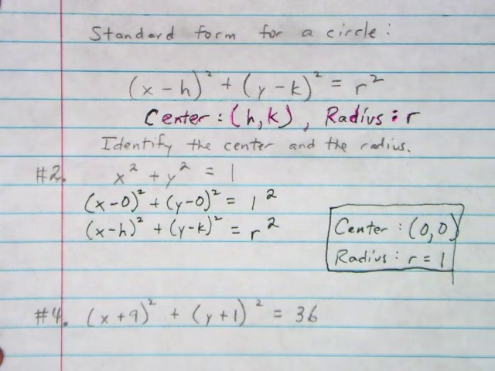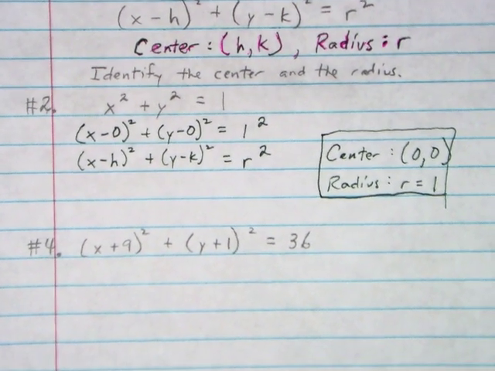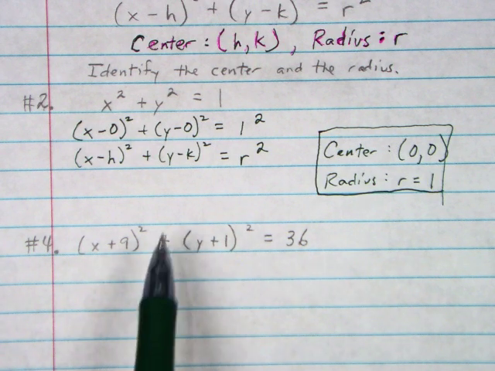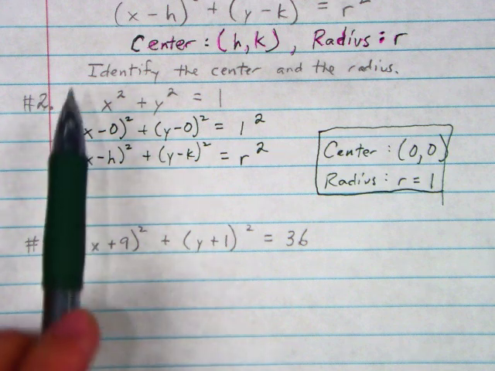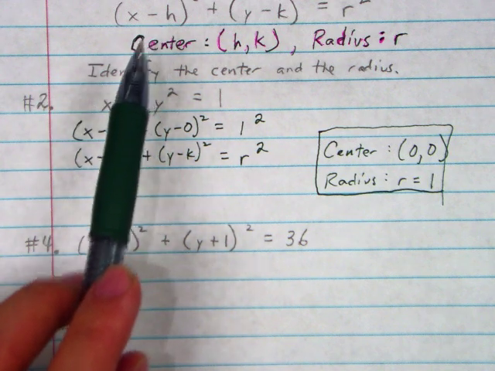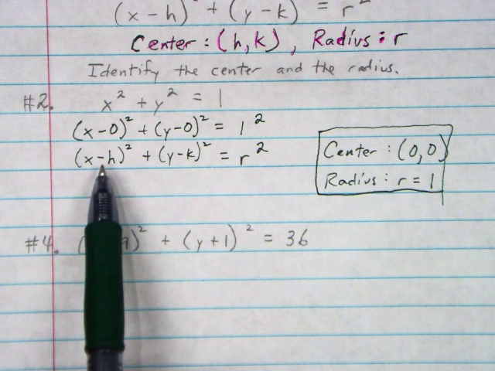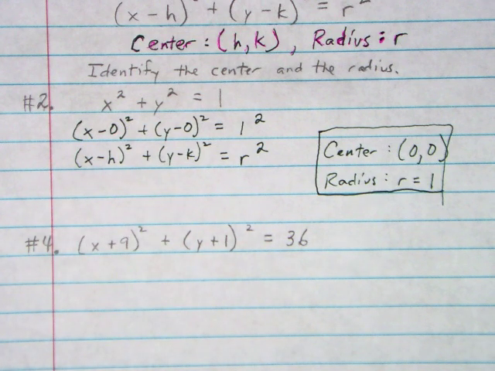Okay, let's go ahead and start looking at this next question. This is number 4 in section 4.5 of the Algebra 2 trig Larson 6th edition here. We have (x plus 9) squared plus (y plus 1) squared equals 36. So now if we're looking at this one, comparing it to the standard form, this one is a plus. We need to somehow change it to a minus.